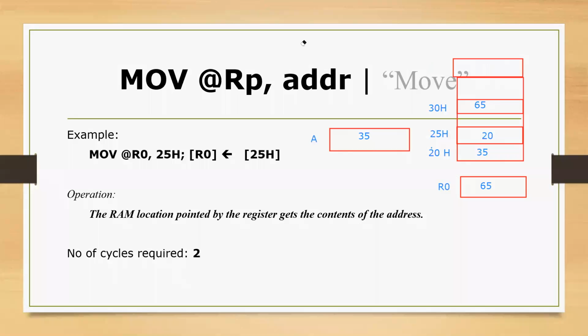So we have data that is 20, the content of the location 25, and it is copied to the location pointed to by the register R0, that is location 65.